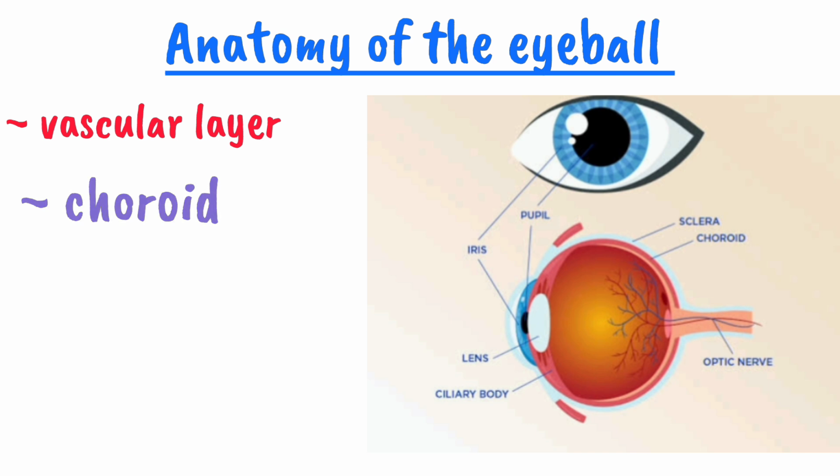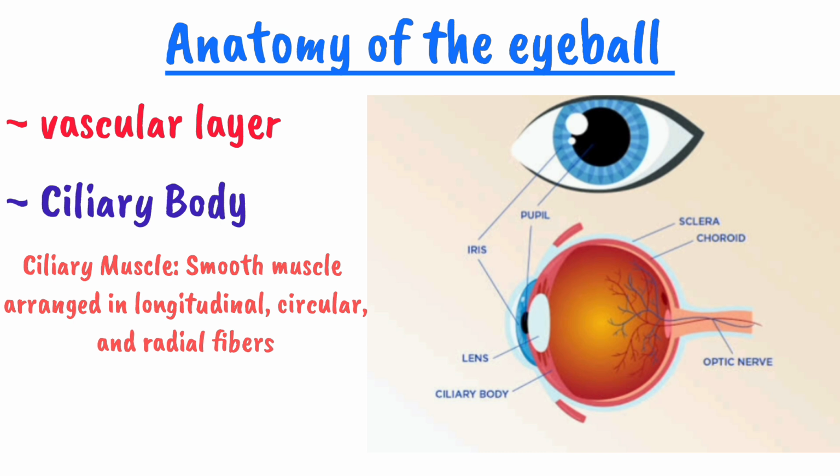Number 2, the ciliary body. Surrounding the lens, the ciliary body is responsible for controlling the lens shape and producing aqueous humor. It comprises two parts: the ciliary muscles, which are smooth muscle fibers within the ciliary body. They are arranged in longitudinal, circular, and radial orientation.